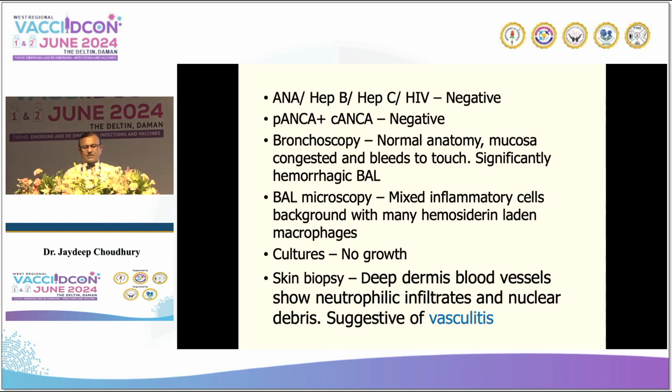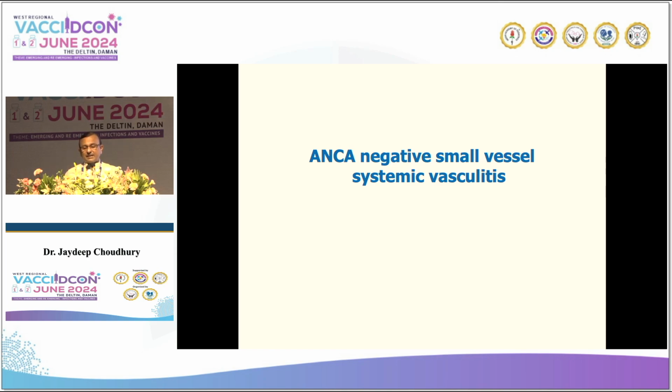Bronchoalveolar lavage was done. There were only mixed inflammatory cells. Only the skin biopsy clinched the diagnosis of vasculitis. It showed deep dermis blood vessels with neutrophilic infiltrates and nuclear debris. So it was a vasculitis. So this case was ANCA-negative small vessel systemic vasculitis, presenting typically as an infective cause.